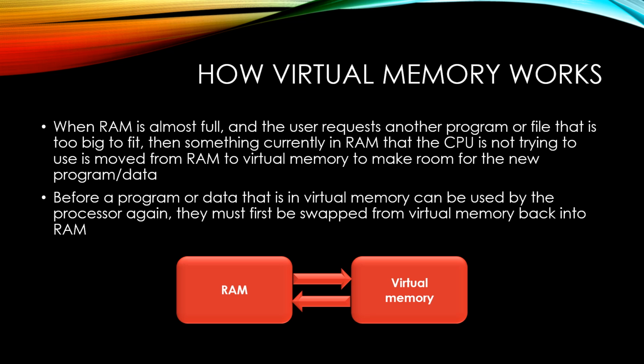When virtual memory is in heavy use, this can lead to a problem called disk thrashing, where data is constantly being swapped backwards and forwards between RAM and virtual memory. The solution to this is to get more RAM for the computer.